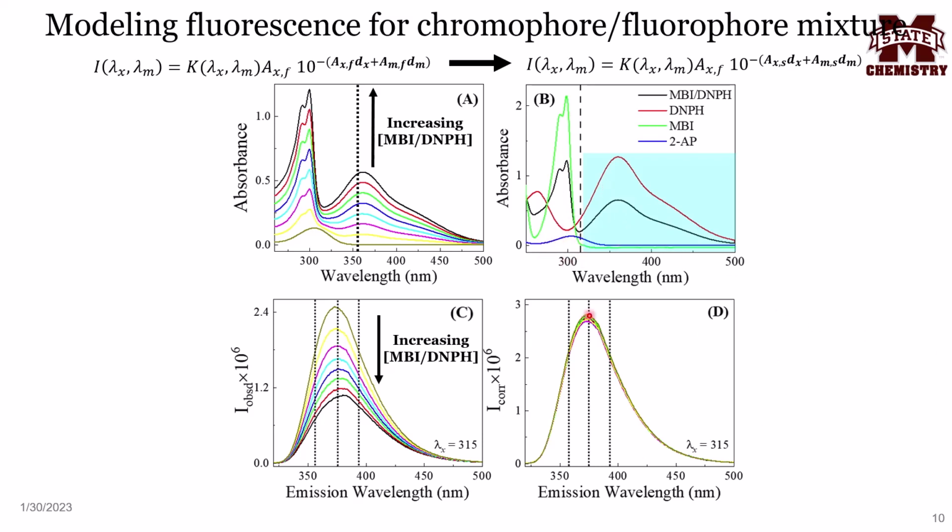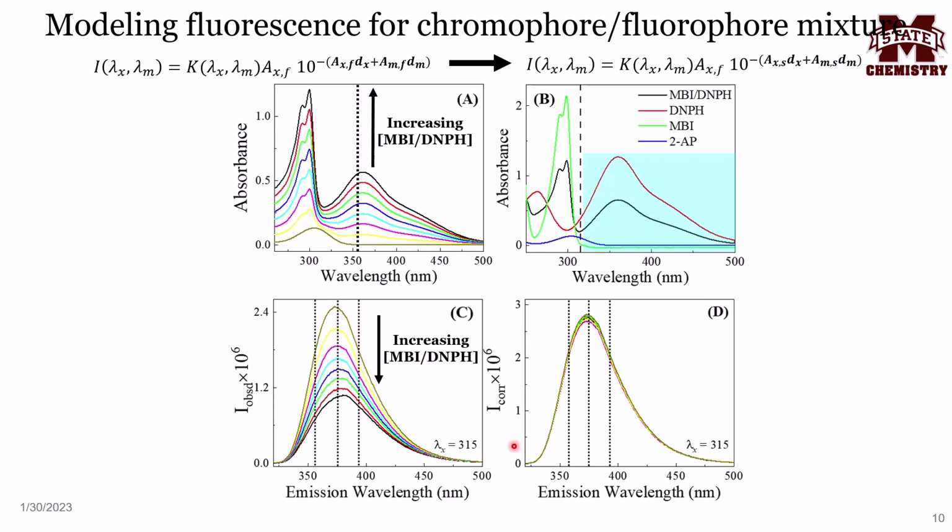The dashed line in figure B shows the wavelength region where we excited the sample, and the highlighted region is the region where fluorescence emission takes place. Figure C shows that 2AP, with a concentration that remains the same, has a decrease in fluorescence intensity with increasing MBI and DNPH concentration. And this is due to increasing inner filter effect, or self-absorption, by the sample.